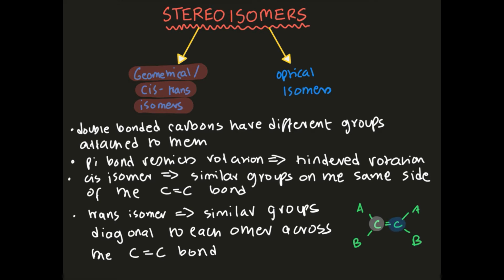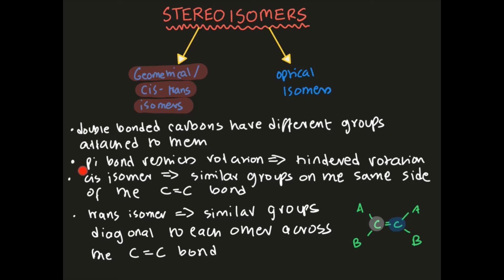Similarly, if you look at this blue carbon over here, it has two groups attached to it, A and B. And both of these groups are different from each other. This group cannot be a B group because the groups are going to be similar and then it's not going to be classified as a cis-trans isomer. So just to recap, the double bonded carbons need to have different groups bonded to them. That means these two groups need to be different from each other. You can have same groups bonded to different carbons but not to the same carbon.